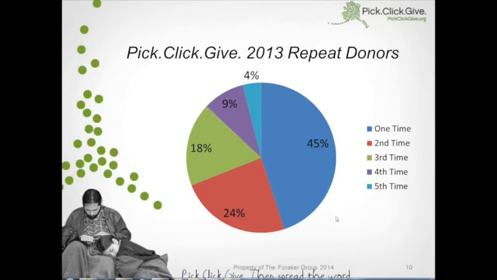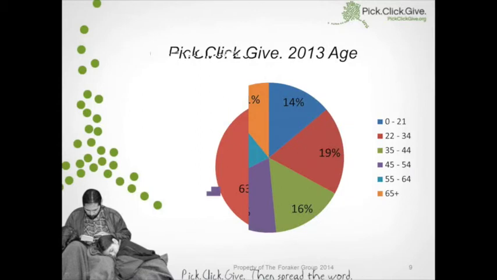Here we see we start at 14% is our 0 to 21-year-olds, and then goes around the pie. So 19% of our donors are between the ages of 22 to 34. 16% are between the ages of 35 to 44, and so on and so forth. This is pretty consistent with national information, but a couple of things that really pop out that are interesting here is that 14% between the ages of 0 to 21.